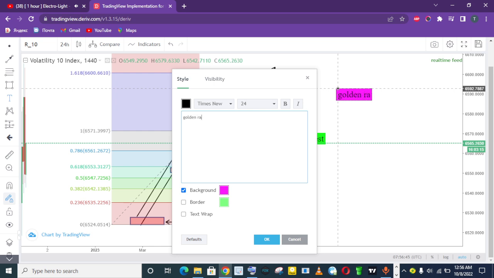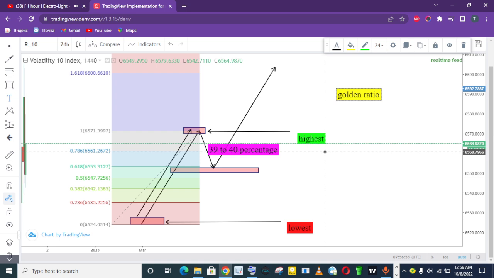Let me highlight everything here. You see, we've got our golden ratio at this certain zone here, which I've highlighted with a different color. After this golden ratio, it highlights the 39 to 40% retracement in the market. And if we say 100 minus 39 or 100 minus 40, which figure do we get, guys? Let me do this here.